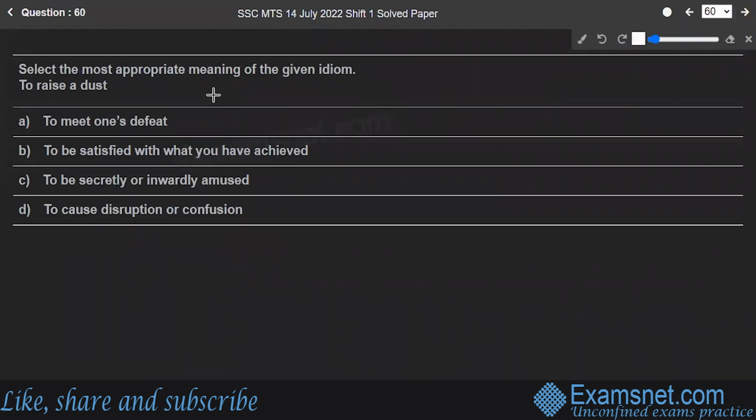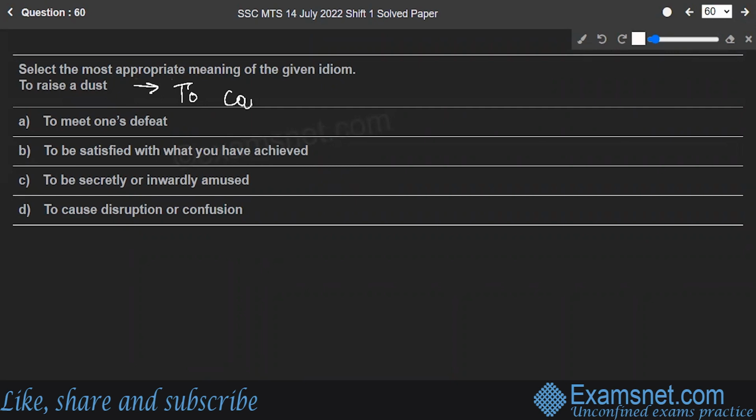Question number 60. Select the most appropriate meaning of the given idiom. And the idiom is to raise a dust. There are 4 options given to us. You have to find out the correct one. Okay. So first of all, the idiom is to raise a dust. What does this idiom mean? This phrase means to cause disruption or confusion, or turmoil.